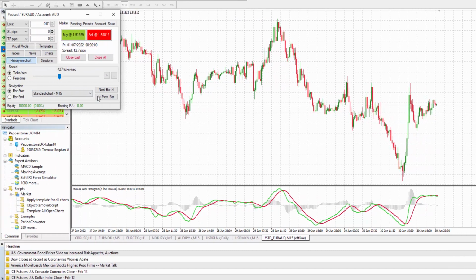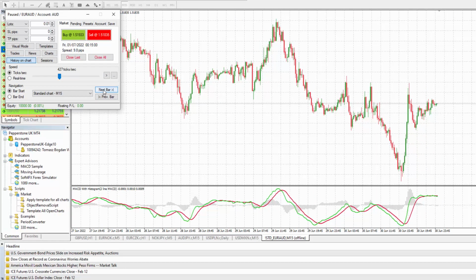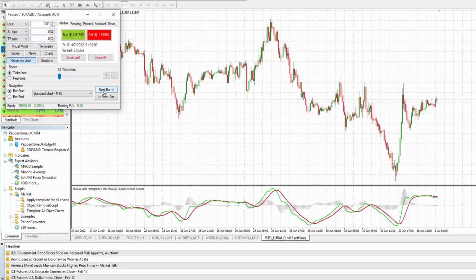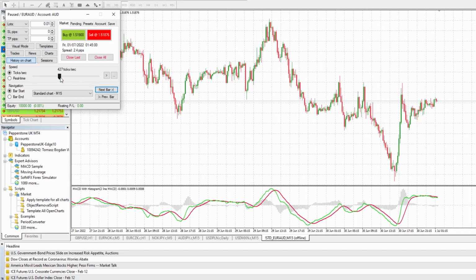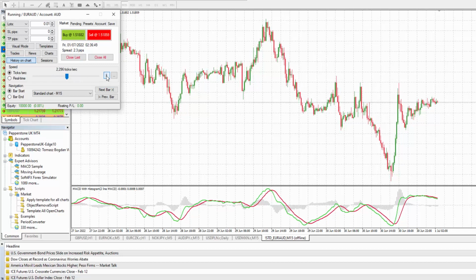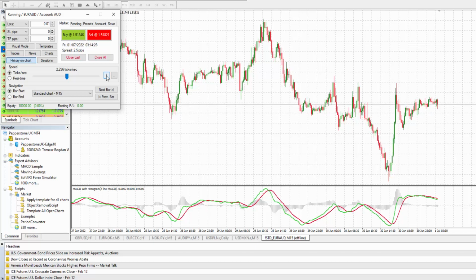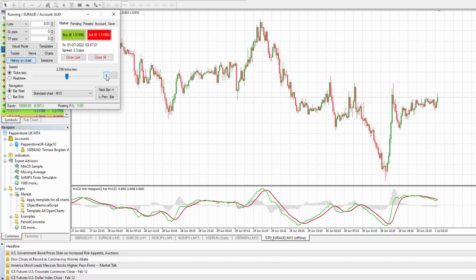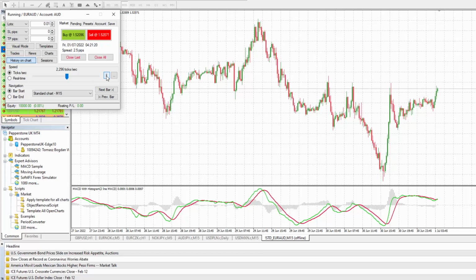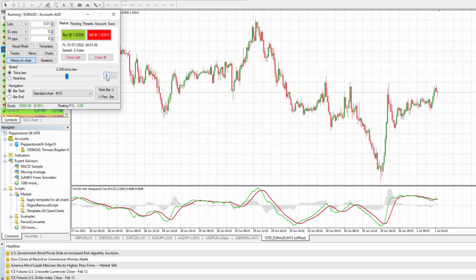What I can do is I can either move the bars one by one by pressing the space bar or clicking here, or I can select here number of ticks per second and just click on here, play. And it's going to show me the data in real time. So I will do this right now and fast forward until I see my first actual setup.